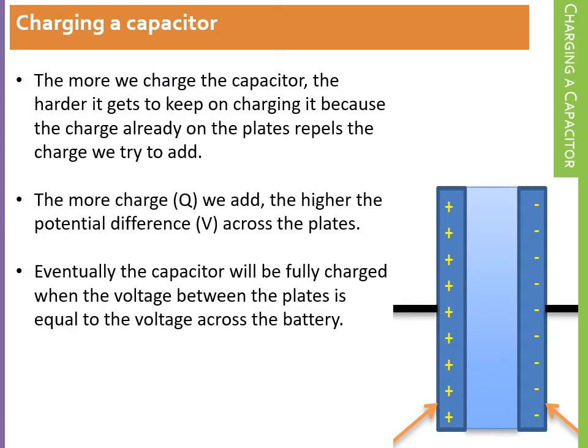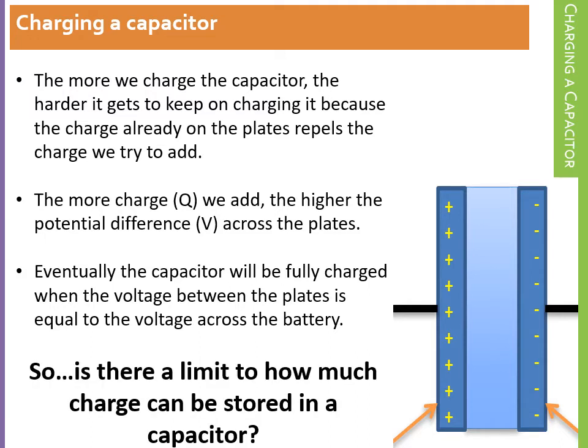So eventually the capacitor will be fully charged according to the capacity of the plates. So when the voltage between the plates is equal to the voltage across the battery, it depends on the capacitor size, it depends on the battery side, how much voltage is being provided. So that is the point when the voltage across the capacitor plate and the voltage across the battery becomes equal, then it means that is the point when the capacitor is fully charged.